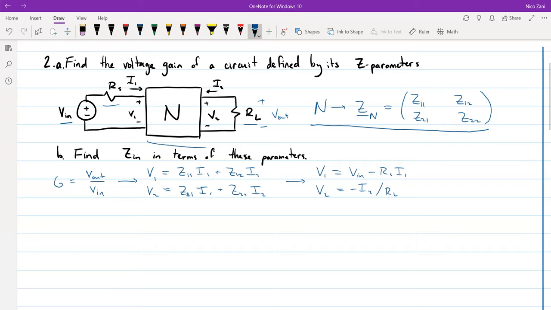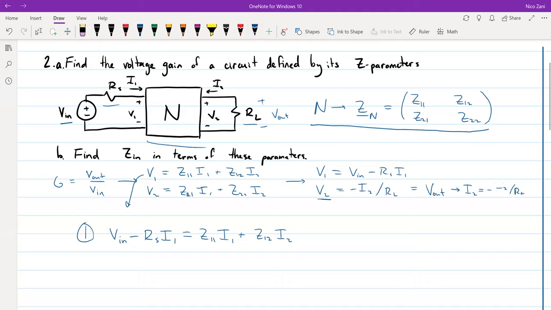So from here, I'm just going to start plugging and chugging, as they say. So we have this first equation right here. We have that V1, Vn minus Rs I1 is equal to Z11 I1 plus Z12 I2. And I should mention that V2 is also equal to V out. So as a result, we can plug in I2 equal to negative V out over RL into this equation as well, and say that this is then equal to Z11 I1 minus Z12 over RL multiplied by V out.